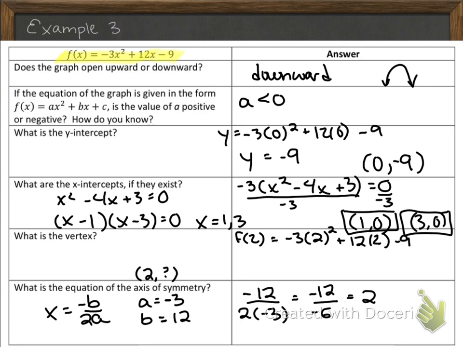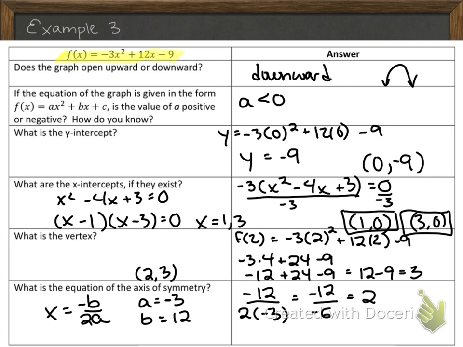Okay, so I have negative 3 times 2 squared. Well, 2 squared is 4. Then I have 12 times 2, that's 24. So now I have negative 3 times 4, so I have negative 12 plus 24 minus 9. That gives me 12 minus 9, or 3. So now I can fill in the other value here. So my vertex lands at (2, 3).